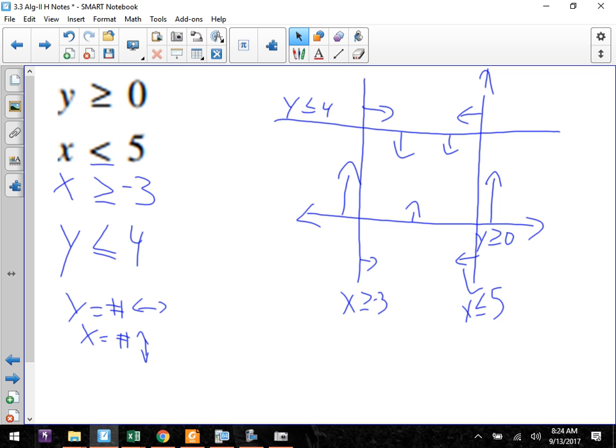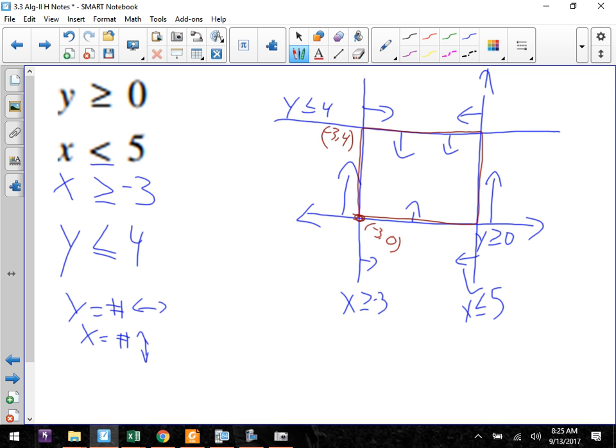So if you think about what's created, you create a rectangle with specific ordered pairs. Where the intersection of each of the verticals and the horizontals occur are the vertices of that. We know that the vertex at this would be at -3, 0. -3, 4. Here's 5, 4. And here's 5, 0. What you've done is create a rectangle given horizontal and vertical lines.